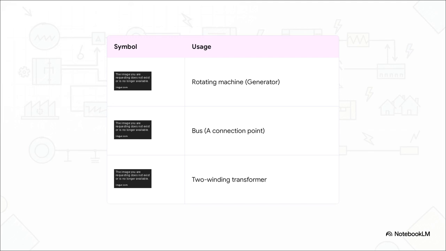First up, the circle. That's a generator, where the power is made. Then you've got this symbol that looks like two little coils. That's a transformer. It's what changes the voltage up or down. And that thick line, that's called a bus. Just think of it like a big main intersection where a bunch of different circuits all connect.